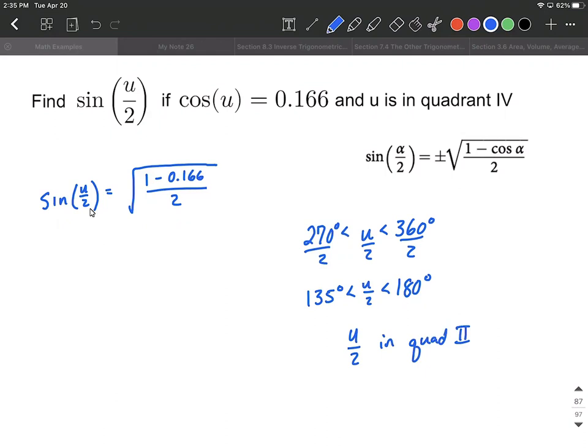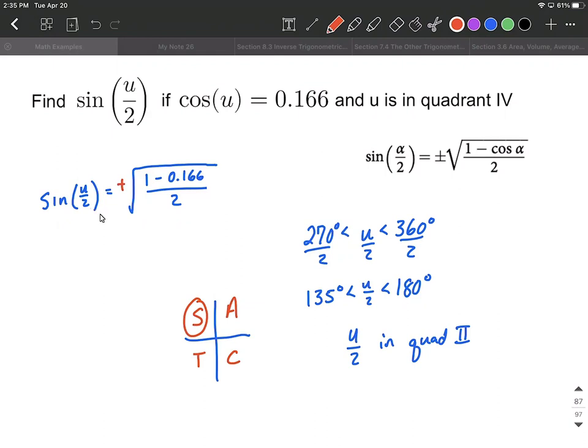Because we're in quadrant 2, we have to think to ourselves, all students take calculus, where in quadrant 2, sine is going to be positive. Therefore, this is going to give us a positive result overall.